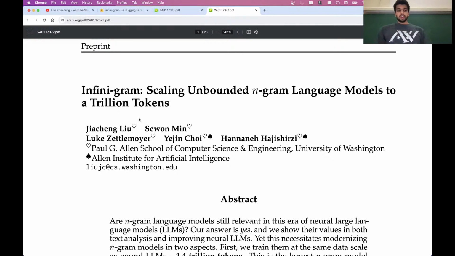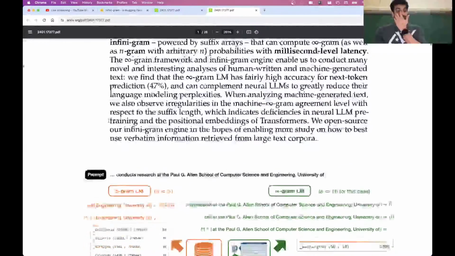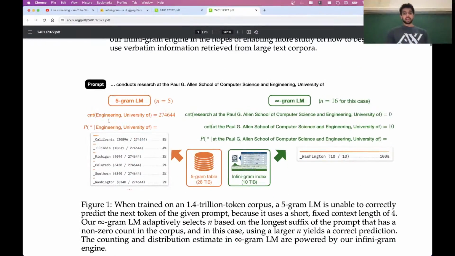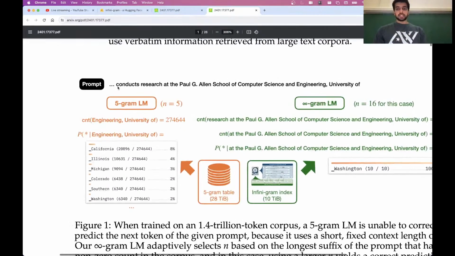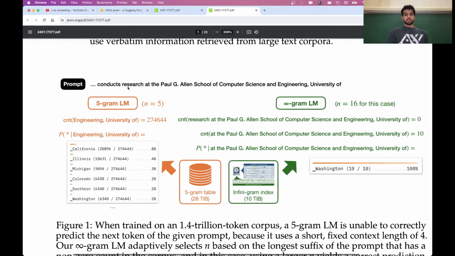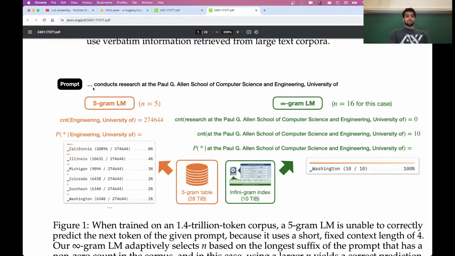Yeah. All right, so let's take a look first at the figure in this paper, because I think it's kind of interesting. So here we have this prompt. This paper was done by people at the University of Washington, so their example is also about the University of Washington. The prefix here is "conducts research at the Paul G. Allen School of Computer Science and Engineering, University of blank." So this is the computer science building at the University of Washington.